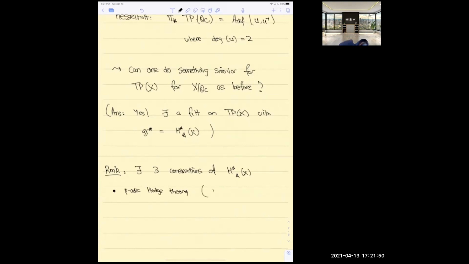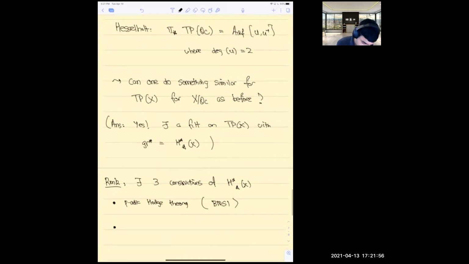If you're looking at the papers, this is the paper BMS1. There's a second one where we were able to, historically this came second, find this filtration on TP and use it to actually define prismatic cohomology. So we constructed a filtration on TP and then defined prismatic cohomology as the associated graded and checked that it has all the right properties.